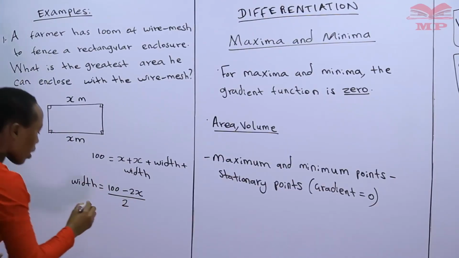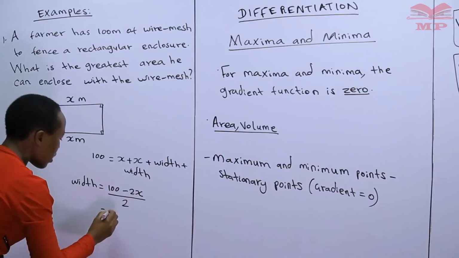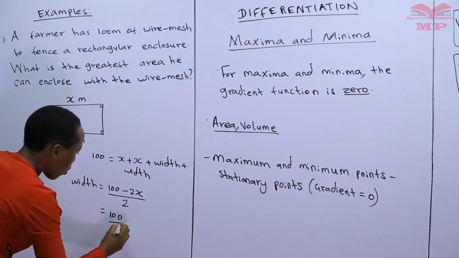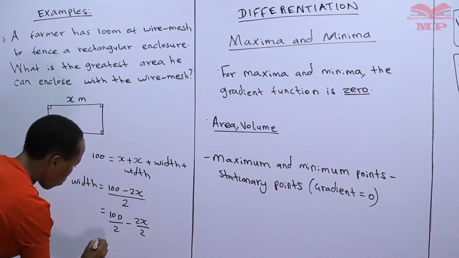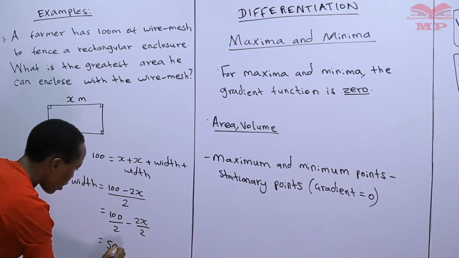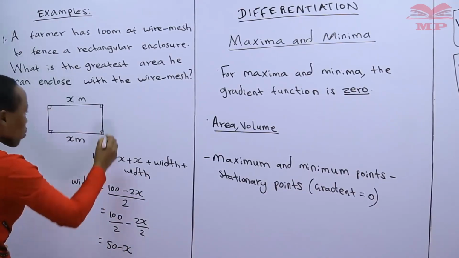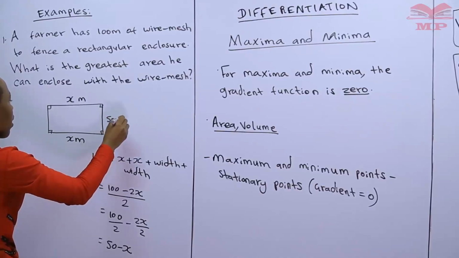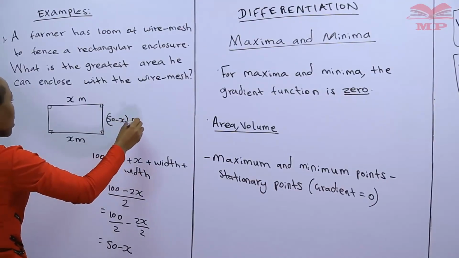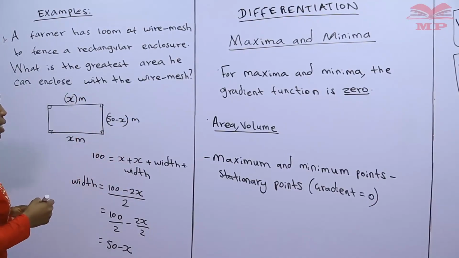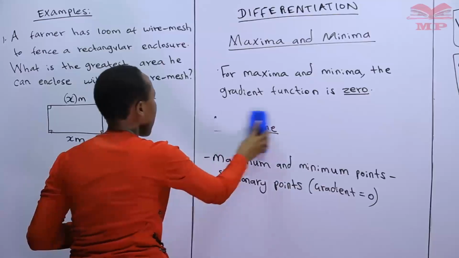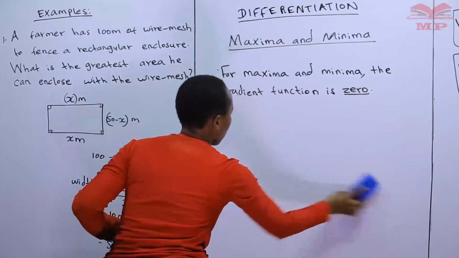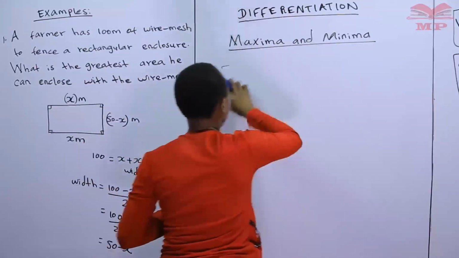And therefore, the width will be the same as 100 all over 2 minus 2x all over 2, which will be equal to 50 minus x. So the width is 50 minus x meters, and this is x meters. And therefore, we need to get the equation for the area.